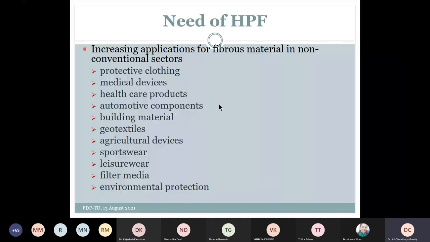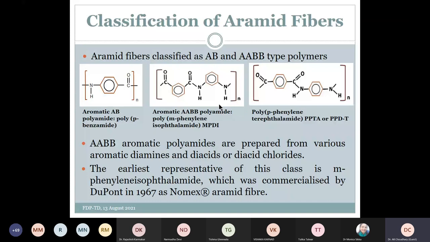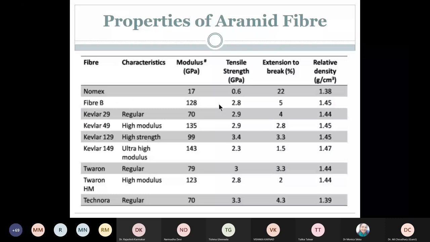Aramids. Aramids are the reaction product of aromatic diamine. This is the classification of aramid fibers. Two types of polymer, one is called AB and another is called AA-BB. Nomex: DuPont developed this Nomex. Nomex is the commercial name of these aramid fibers, and this fiber is sustained at very high temperature, more than 300 degrees. So normally for hot gas filtration, we prefer filter media made from Nomex fibers. Here you can see the different commercially available aramid fibers and their certain properties.